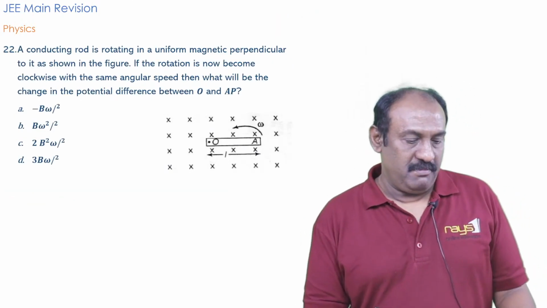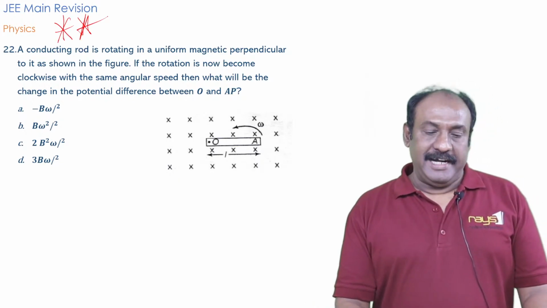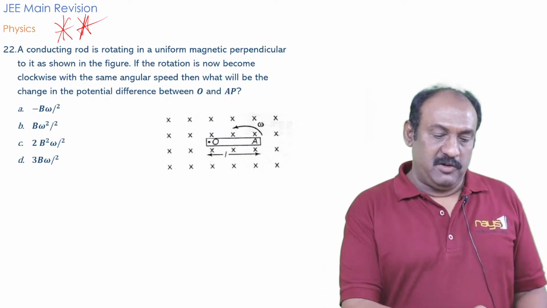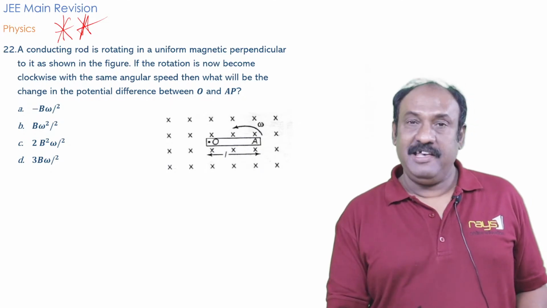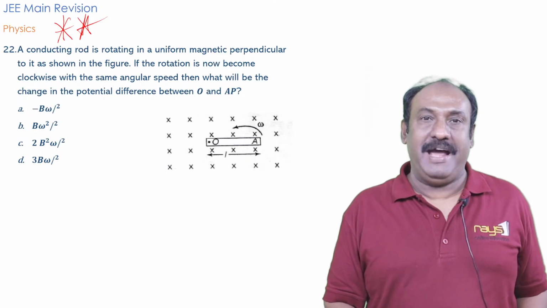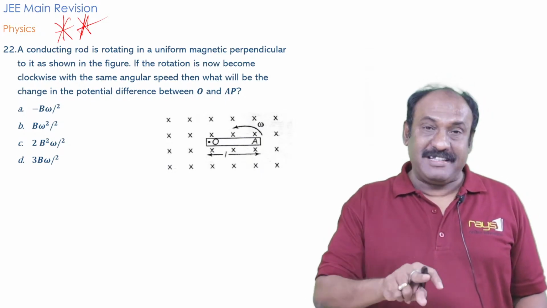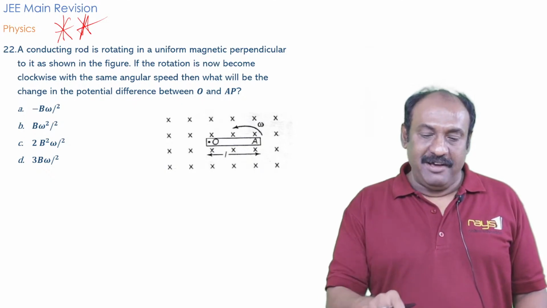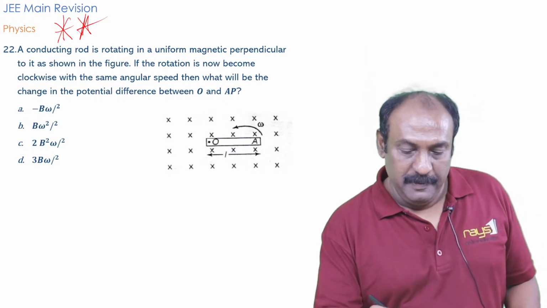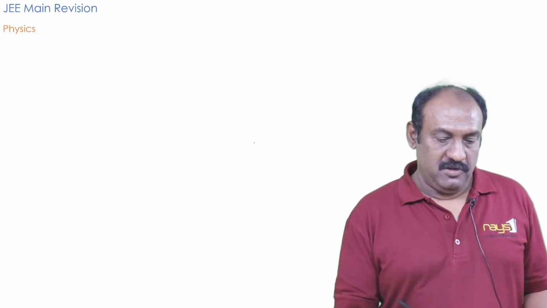Next, it is another important model question, 22. A conducting rod is rotating in a uniform magnetic field perpendicular to it, as shown in the figure. See here, see the diagram. The rod is rotating in the anti-clockwise direction in the uniform magnetic field directed into the plane of the paper. If the rotation now becomes clockwise with the same angular speed, then what will be the change in potential difference between O and A? O and A are the points here. So this is the conducting rod.